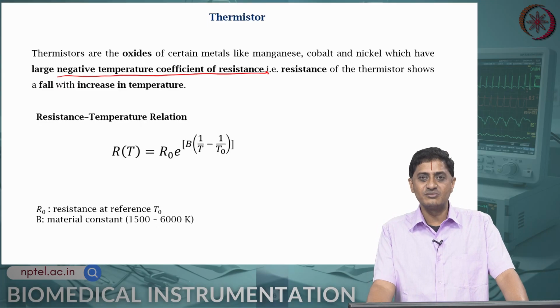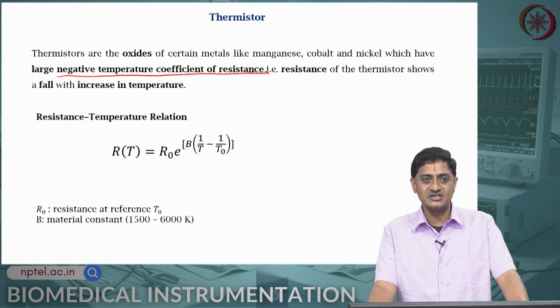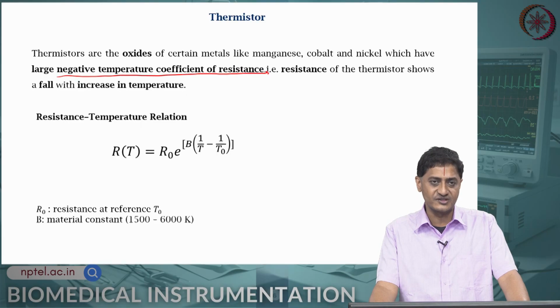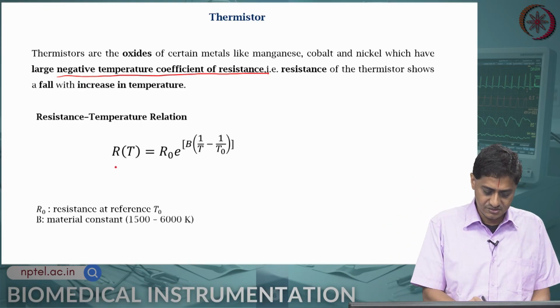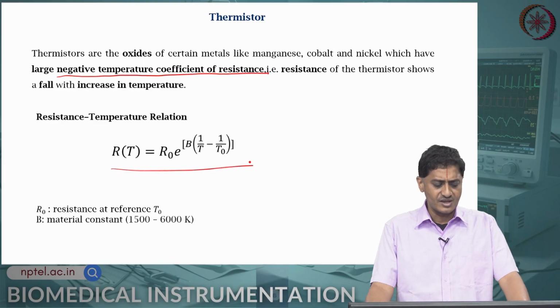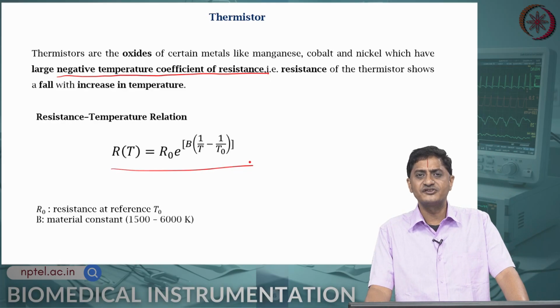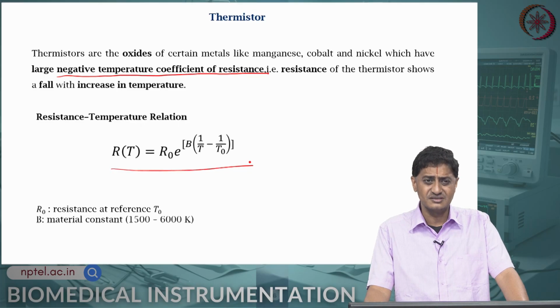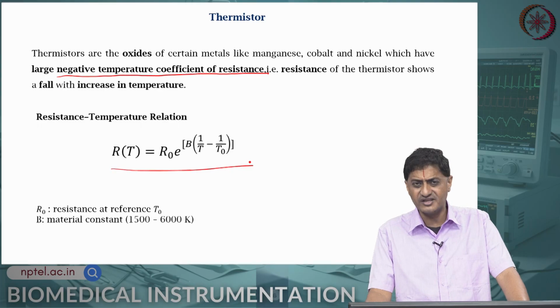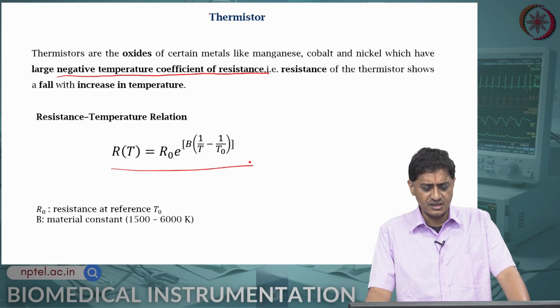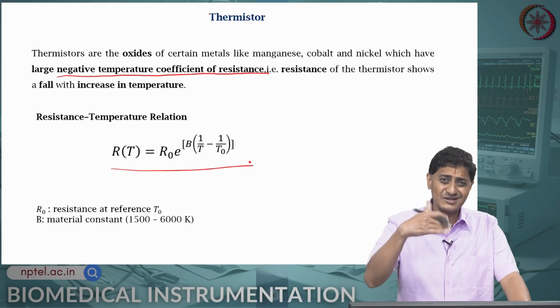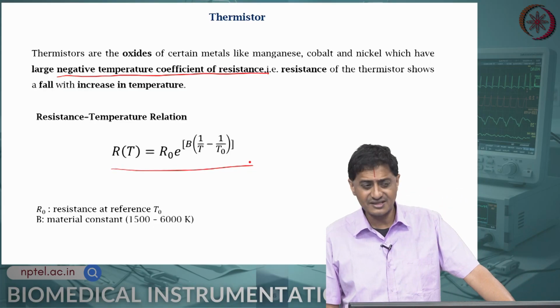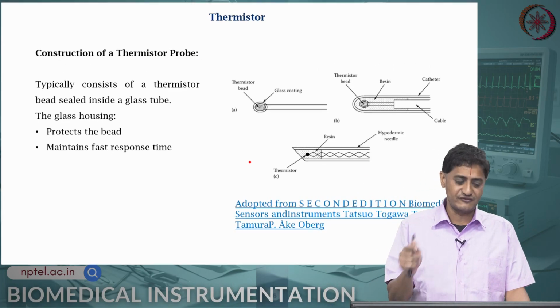So, these specific materials essentially show a negative temperature coefficient of resistance, essentially this relation, where R naught is the resistance at some reference temperature T naught. Immediately it becomes obvious that this is a nonlinear function. Is it not? B is a material constant which we can measure and identify, but this has an exponential, that means this is a nonlinear function. So, that means that there is a need to linearize this within the range of interest.